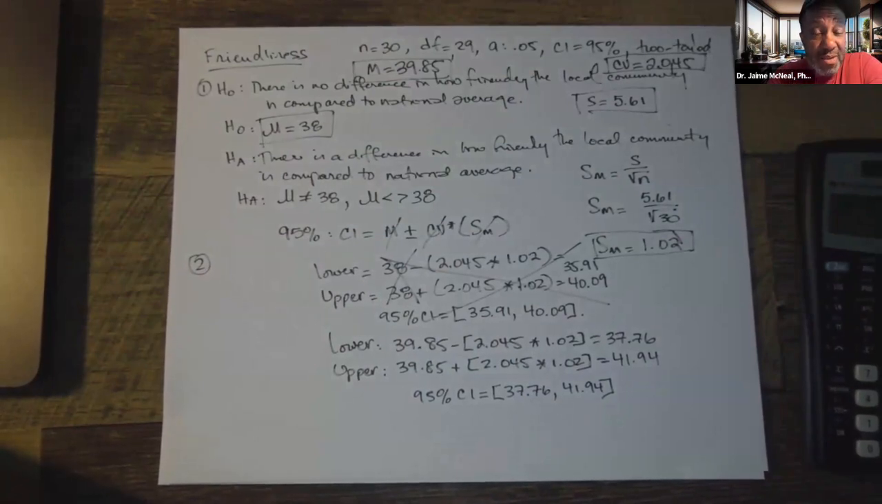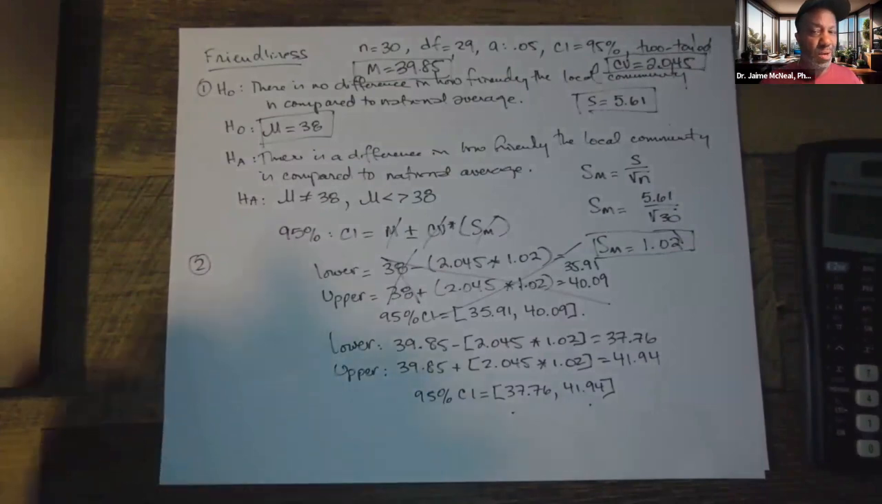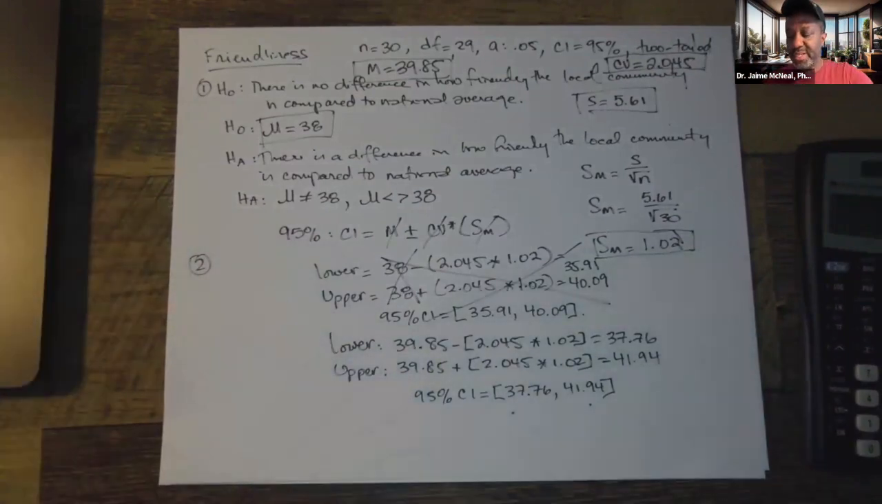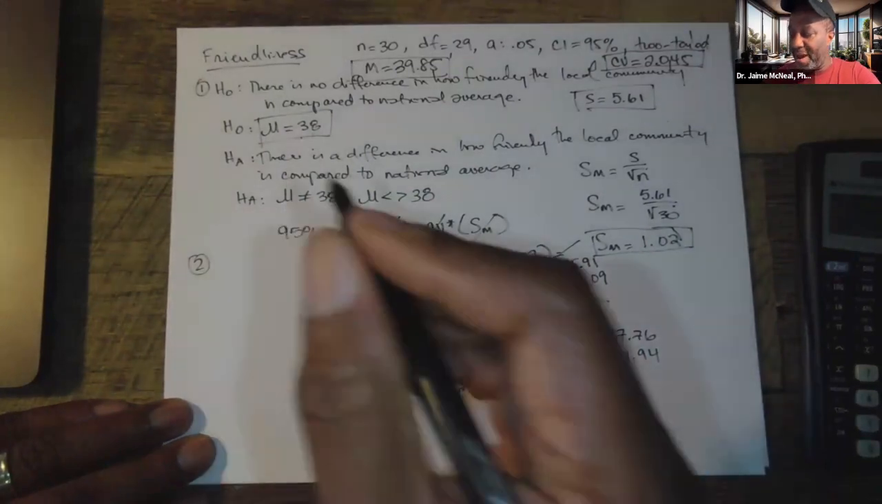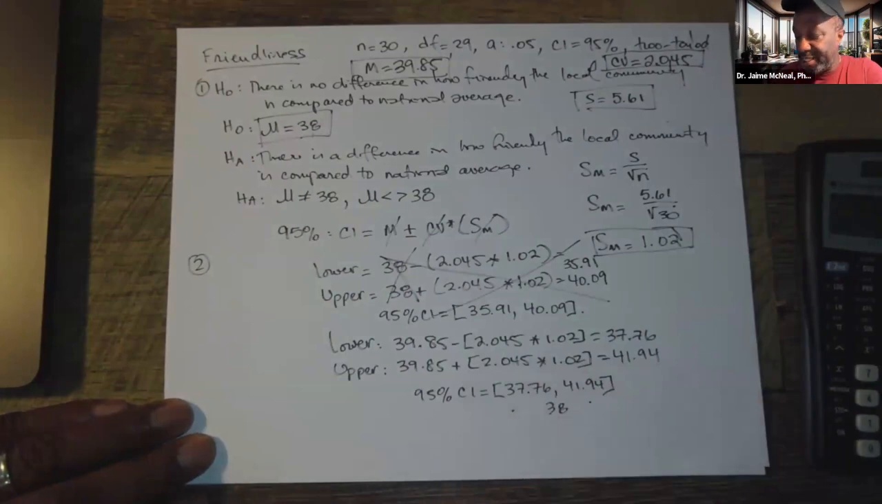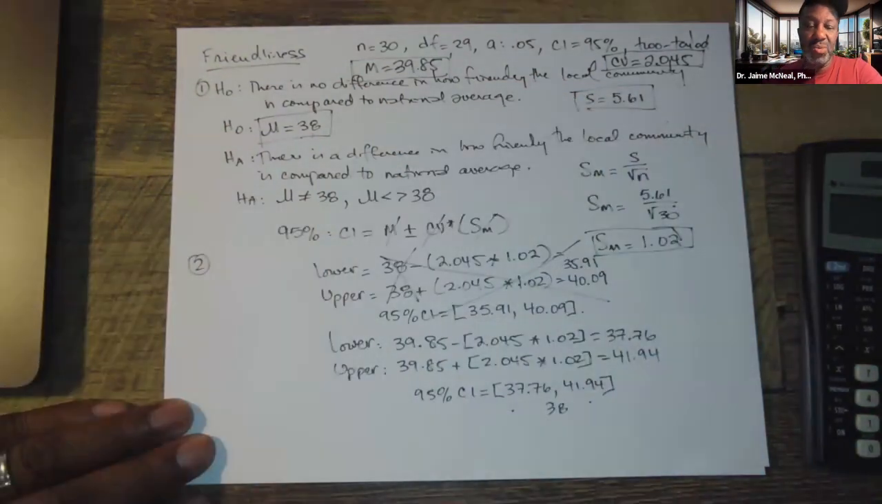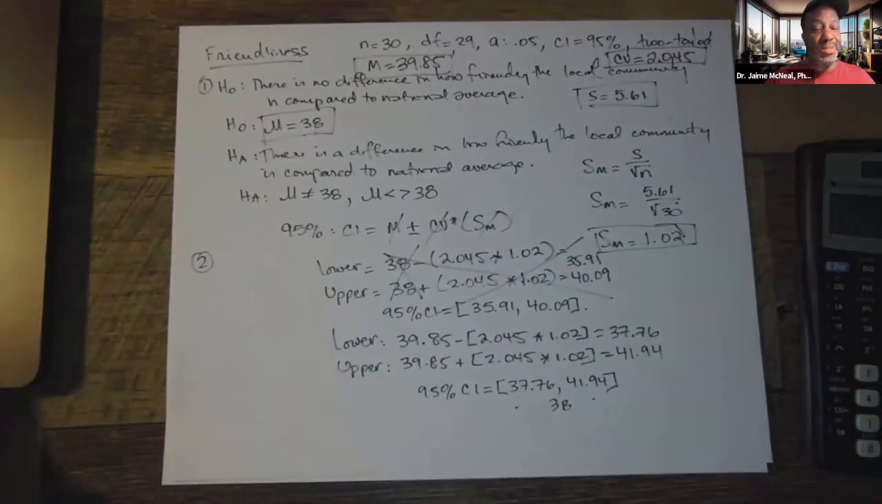So the range, we're 95% confident that the people that we surveyed, the 30 people that we surveyed, is somewhere between 37.76 and 41.94. But how do we decide whether to accept or reject the null hypothesis? The null hypothesis is that it's 38. If the null hypothesis fits within this range, and it does, then 38 is one of the possible values. So that means we cannot reject the null hypothesis. We have to fail to reject the null hypothesis. And that's what it says in the example.